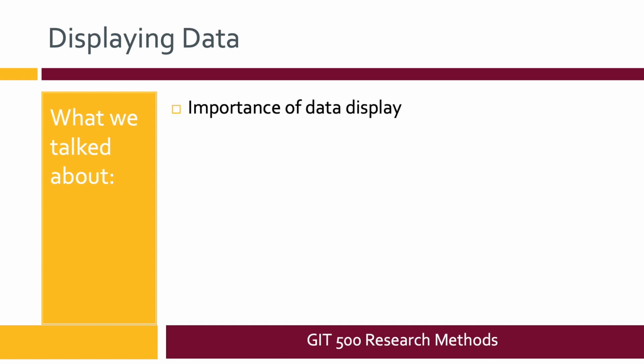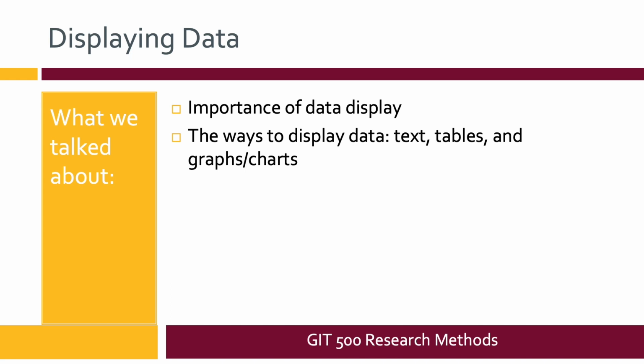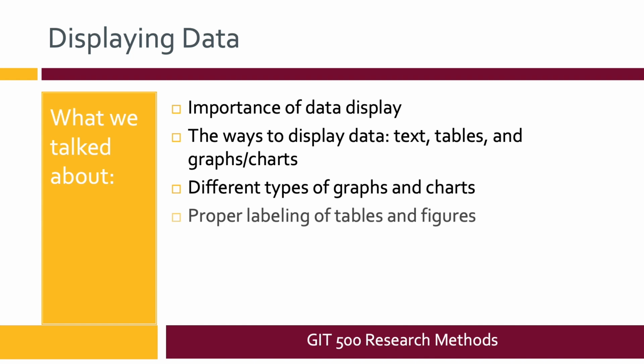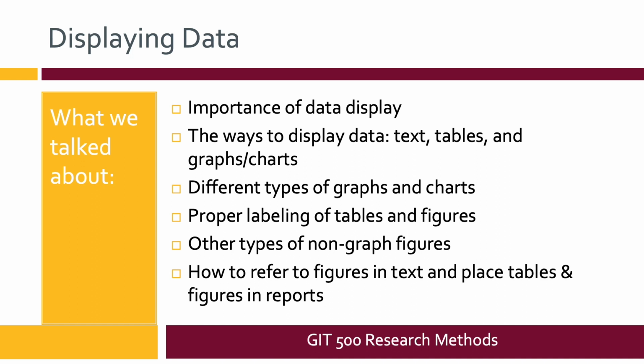In this presentation, we talked about the importance of data display, the ways to display data, which are text, tables, and graphs or charts, whichever you want to call them, which are placed in figures in your reports, the different types of graphs and charts that there are, the proper labeling of tables and figures, which is very important, and then other types of non-graph figures, such as photographs and artworks, as well as how to refer to those figures and tables in the text and place figures and tables in reports.